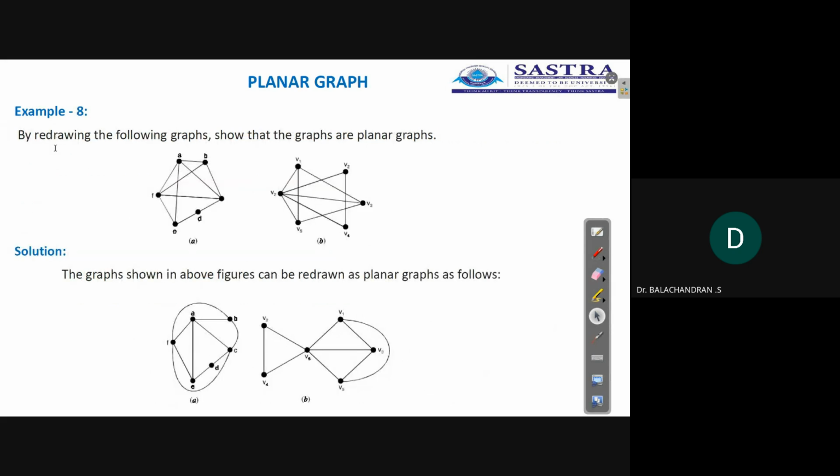So next problem, by redrawing the following graphs, show that the following graphs are planar. So you need to redraw this graph such that the edges intersect only at the end points. Similarly, you should redraw this graph like this. What is the condition? The only condition is the edges intersect only at end points, because here they intersect like this, in the middle. But here there is no intersection. So the edges intersect only at the end points here.